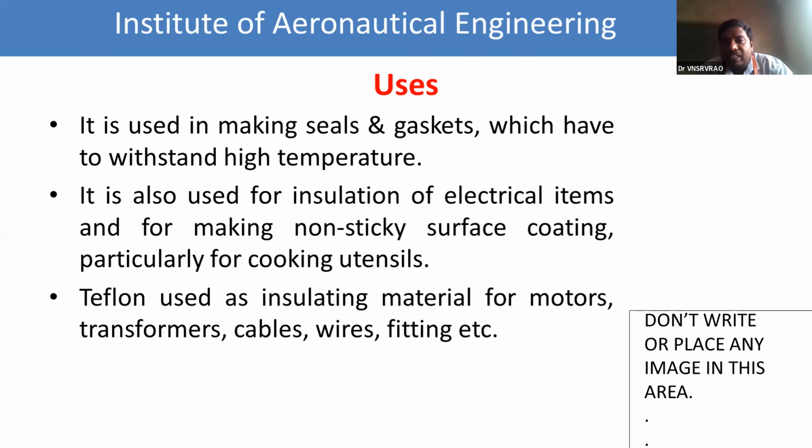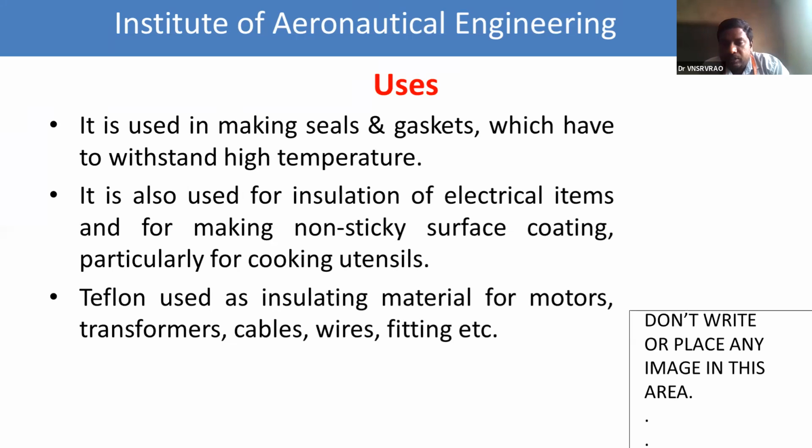Such gaskets or seals are mainly prepared from Teflon material, and the nature of Teflon is that it can withstand very, very high temperature. The second use is for the insulation of electrical items and for making non-sticky surface coating, particularly for cooking utensils. Not only in gaskets, it is also used as an insulation material. Because of the insulation, Teflon does not allow any passage of electricity through that substance.